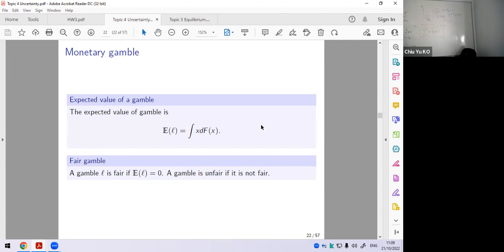The definition is: we call a gamble fair if the expected value of the gamble is 0. And if the gamble is not fair, then it's unfair. It's mathematics, right? So that's simple. I don't have anything to say except this is the standard way math people write things. You have to define everything. It's unfair, it's not fair.